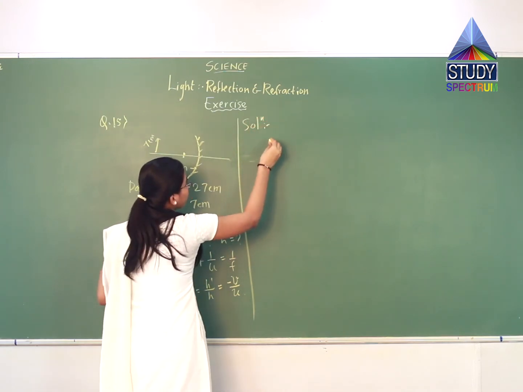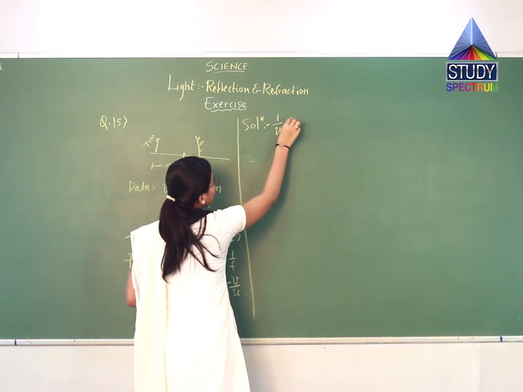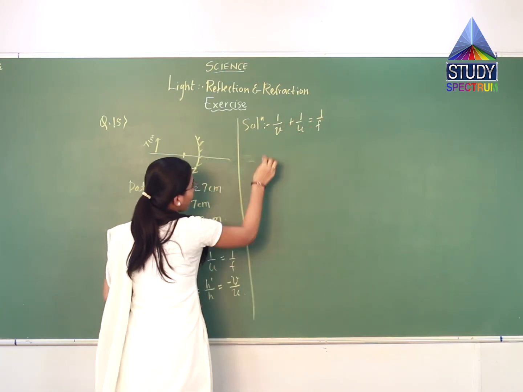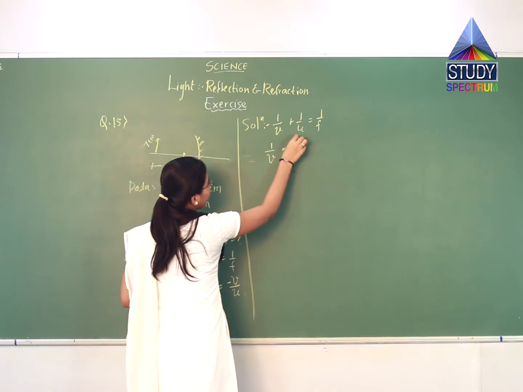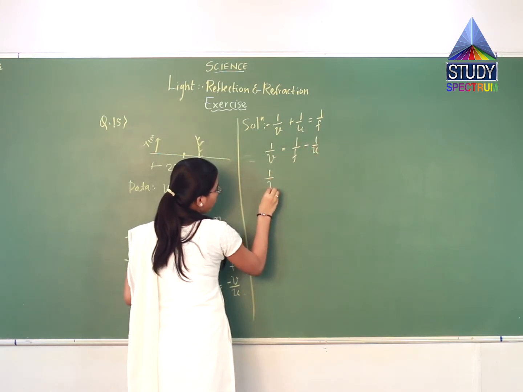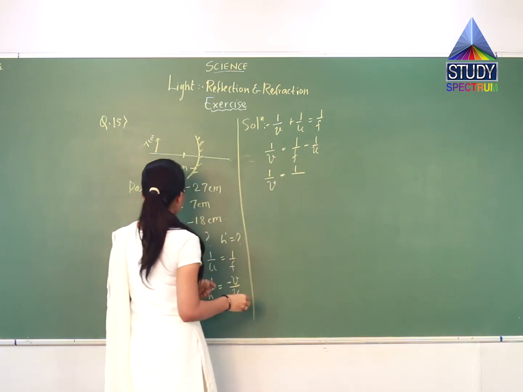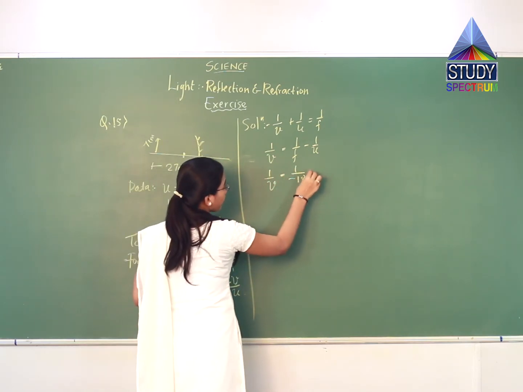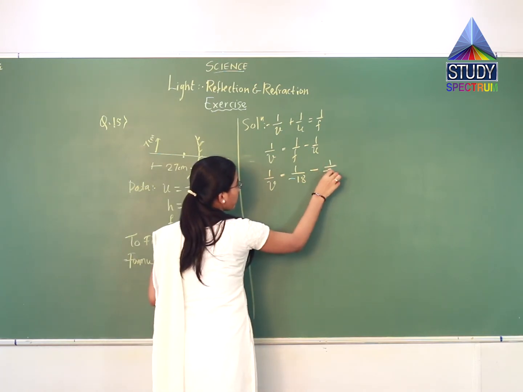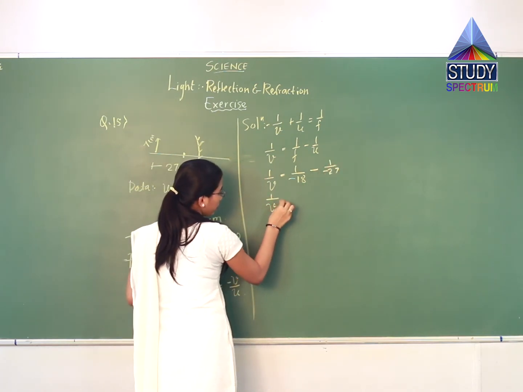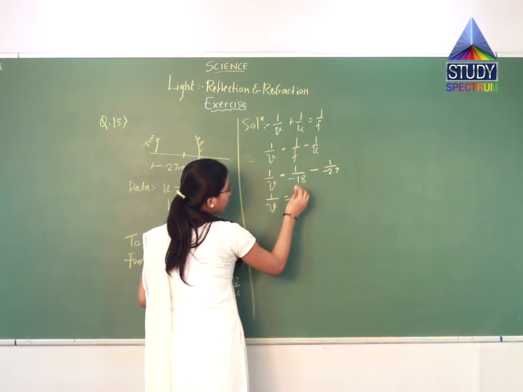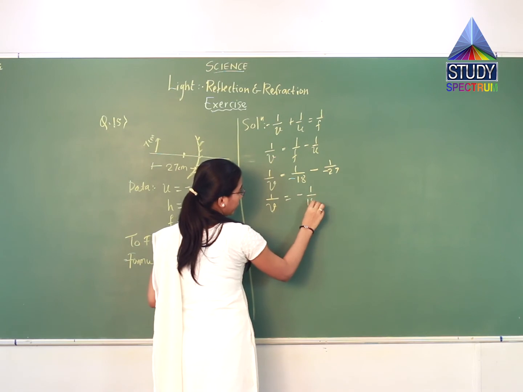Rewrite the mirror formula, 1 upon V plus 1 upon U is equal to 1 upon F. Now we have to find V. So 1 upon V will be 1 upon F minus 1 upon U. So 1 upon V is equal to F is minus 18 minus U is also minus 27. So 1 upon V will be, you can see, minus 1 upon 18.